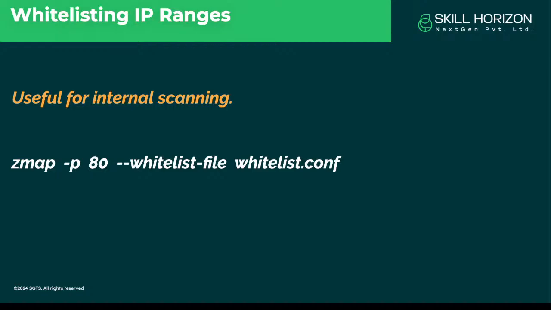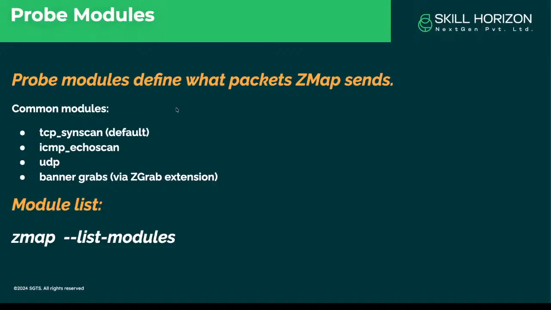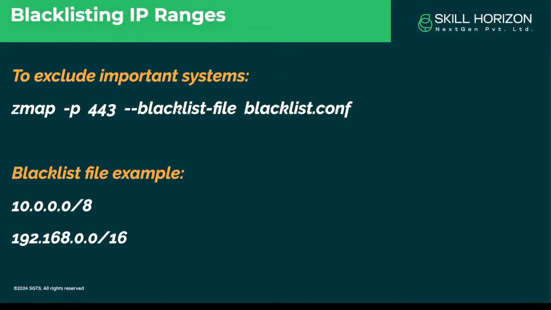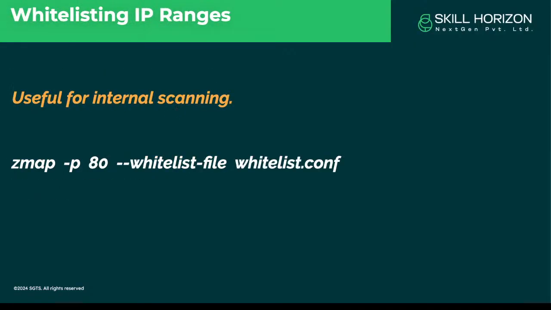I mistyped it here, so there is not a double hyphen, but a single hyphen, whitelist file, and then a configuration file that contains the list of IP addresses that you want to include in your scan. The previous command is for exclude purposes, but this command is for including purposes.